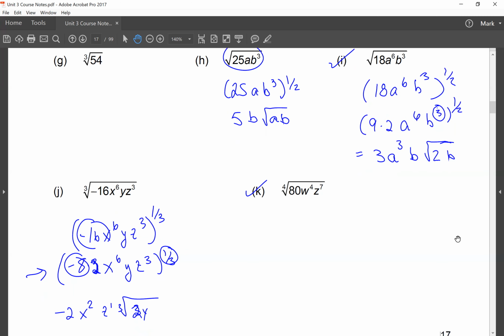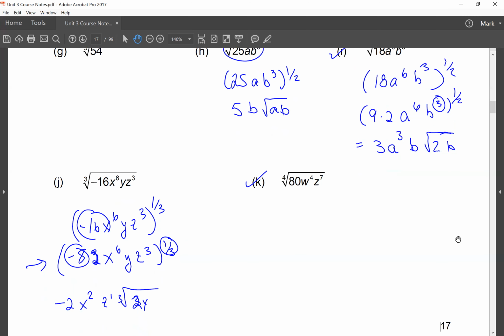Okay, what about letter K? So for letter K, we have 80 W to the 4 Z to the 7. So the 80 is giving me a challenge. So first thing, maybe I can try this on my calculator to see if 80 will give me any sort of number here. It probably won't, but it's worth trying. Nope. And I get an answer close to 3, but not quite 3.